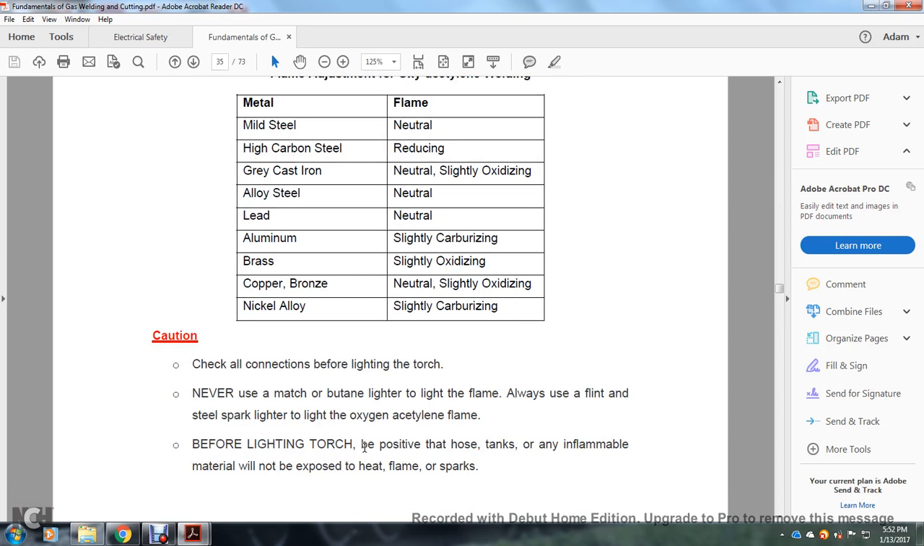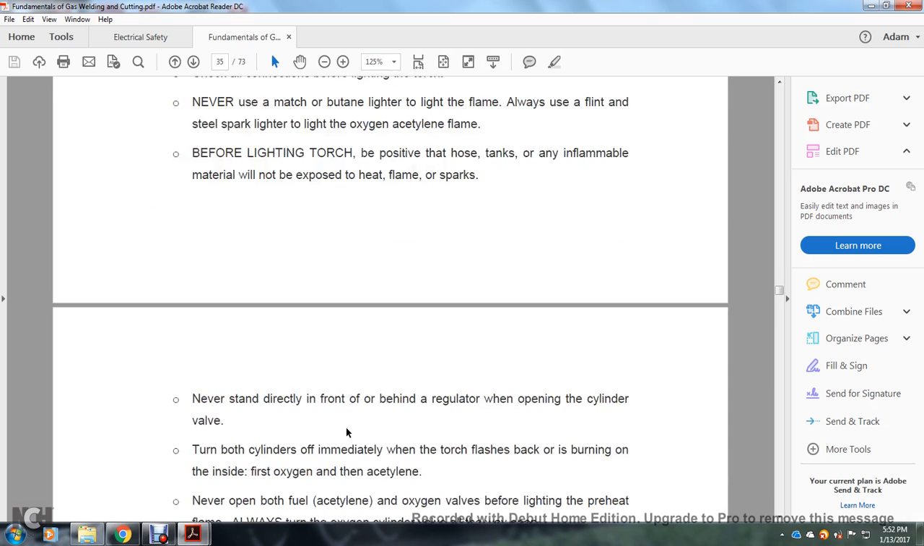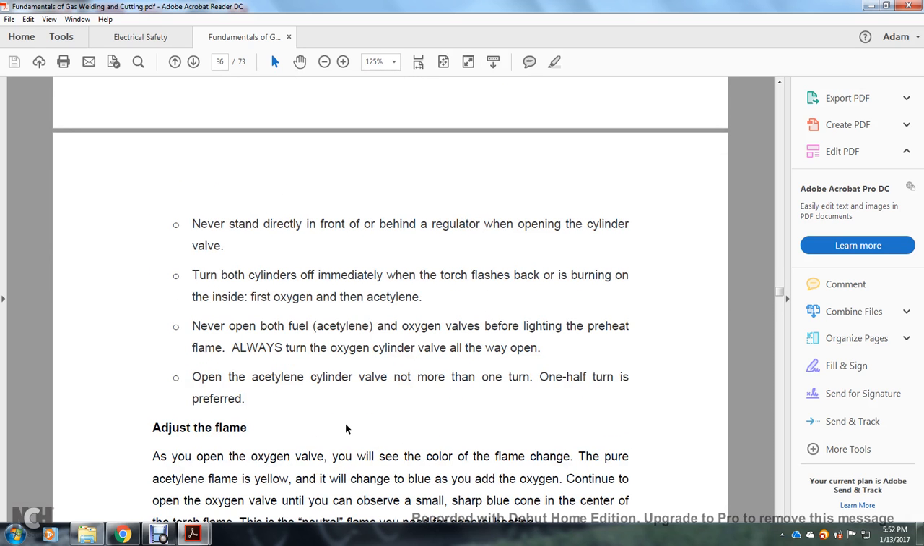Caution: check all the connections before lighting the torch. Never use a match or a butane lighter to light the flame. Always use a flint and steel spark lighter to light the acetylene flame. Before lighting the torch, be positive the hoses, tanks and flammable material will not be exposed to heat and flame sparks. Never stand directly in front of or behind the regulator when opening the cylinder valve.